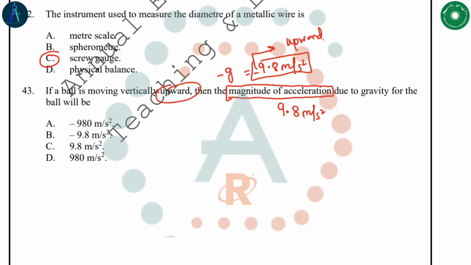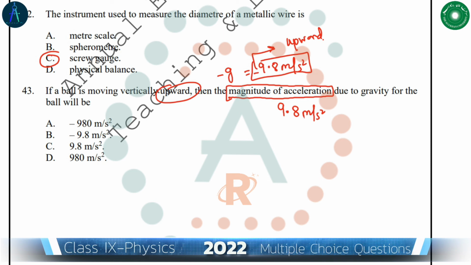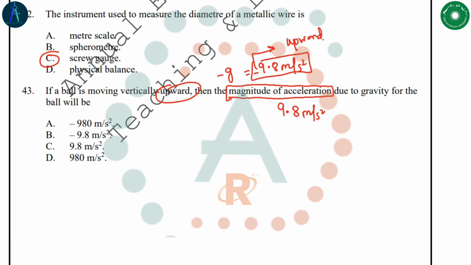If the question was asking what will be the acceleration due to gravity, then the correct answer should be minus 9.8. But in this question, it is only asking for the magnitude of acceleration. So option C will be the right answer.